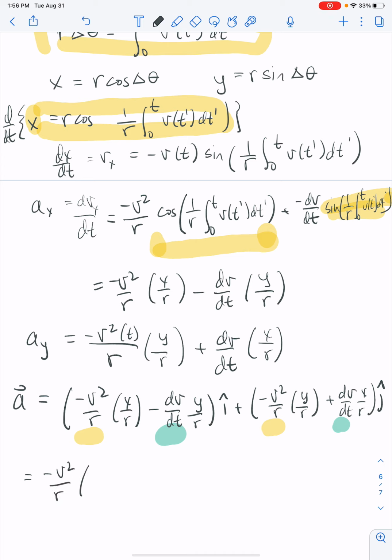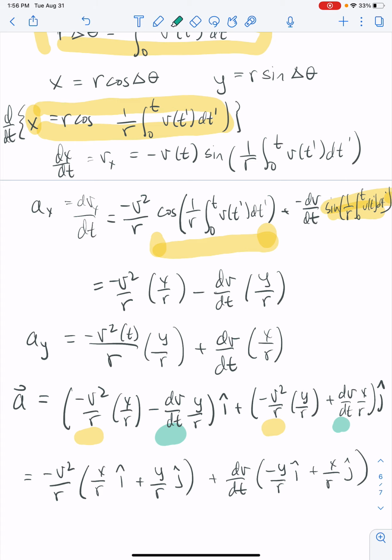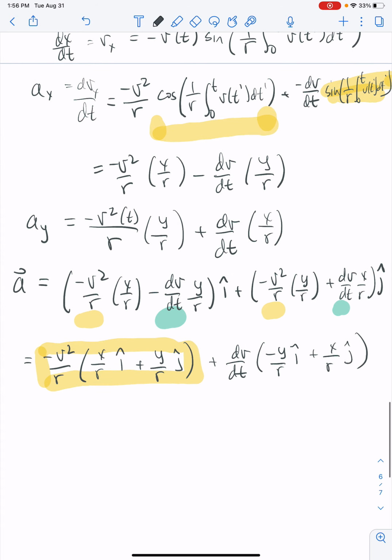So that will give us negative v squared over r times x over r i hat plus y over r j hat, plus dv dt times negative y over r i hat plus x over r j hat. Okay, this first part on the left here should look familiar. That was the centripetal acceleration that we found earlier.